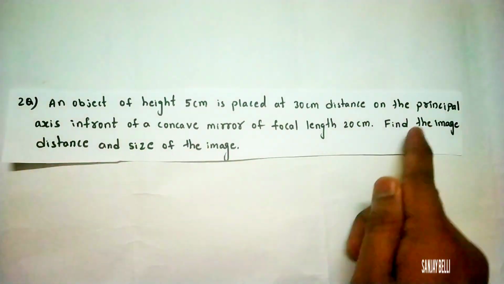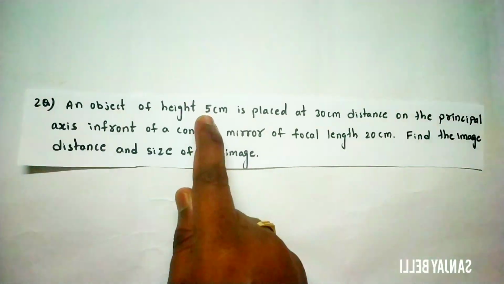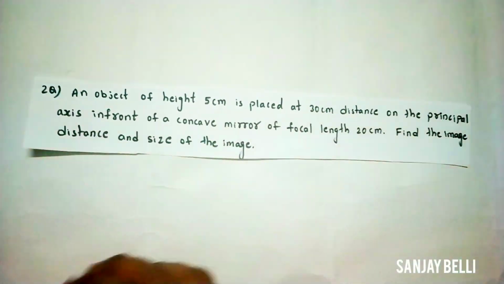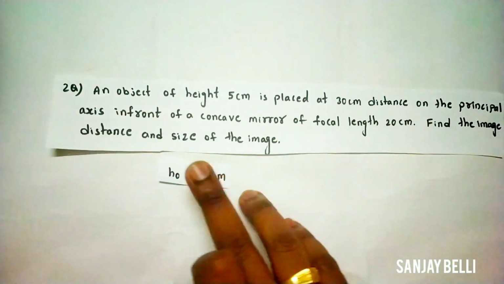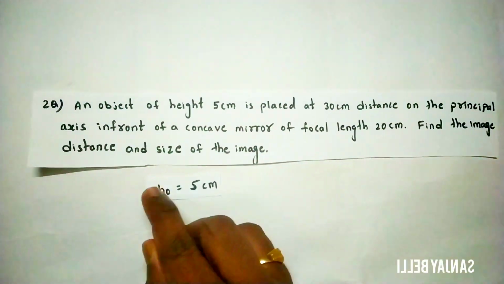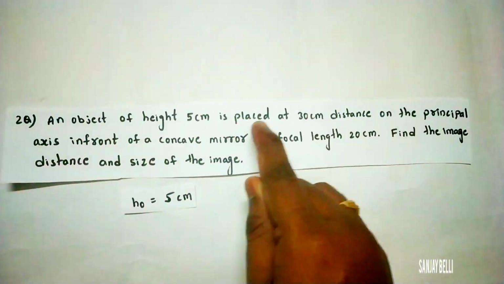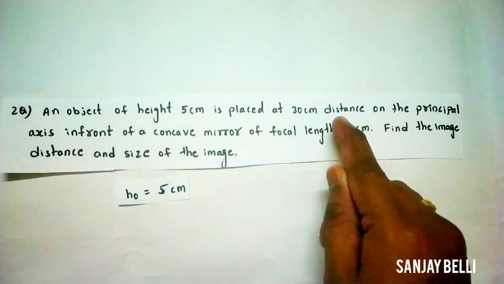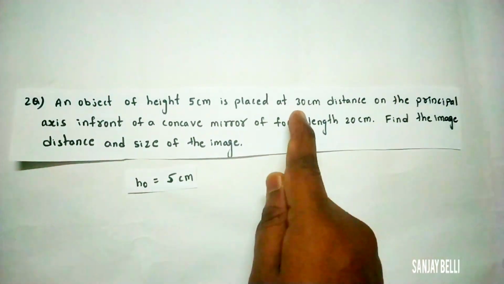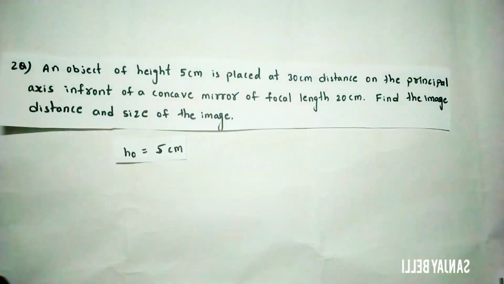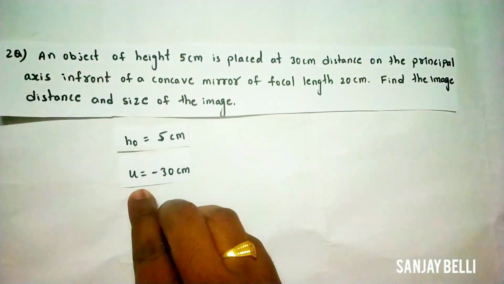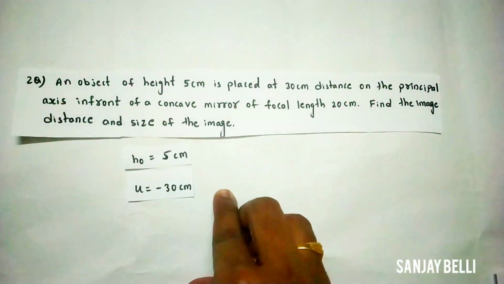So in this problem you can observe an object of height 5 centimeters. That means object height was given as 5 centimeters. Object height is represented with h0. It is placed at 30 centimeters distance on the principal axis in front of a concave mirror. This 30 centimeters distance is nothing but your object distance. So u equals minus 30 centimeters.